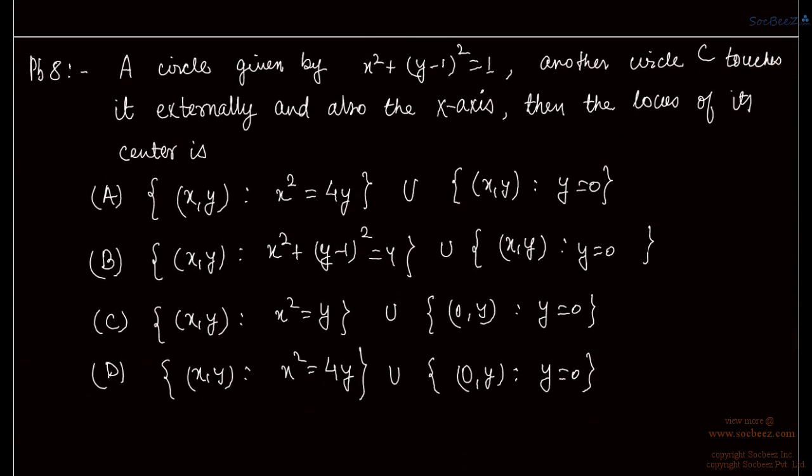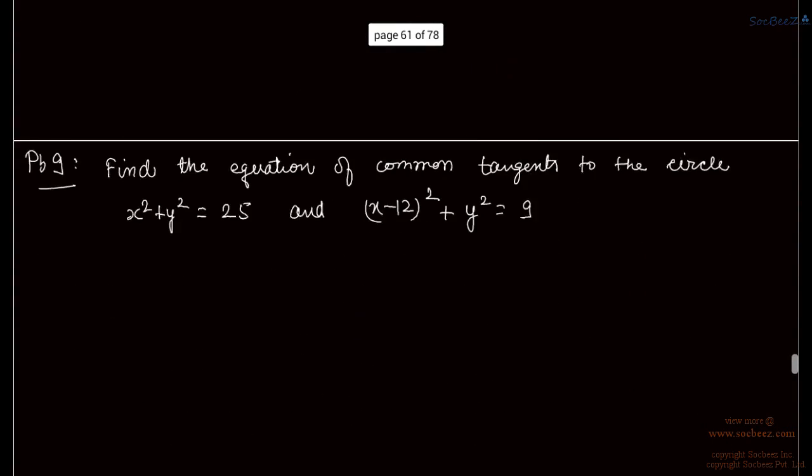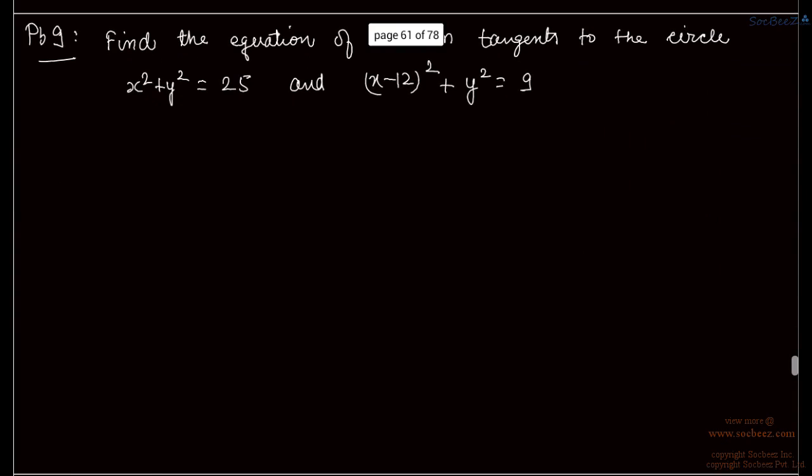So we have x square is equal to 4y and the y-axis, that is y is equal to 0, where x, y is this. So we have option A as the correct option, right? So moving to the next question.